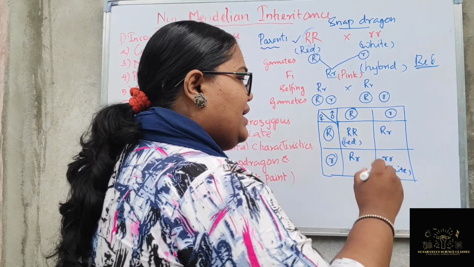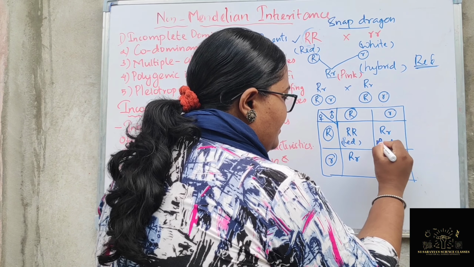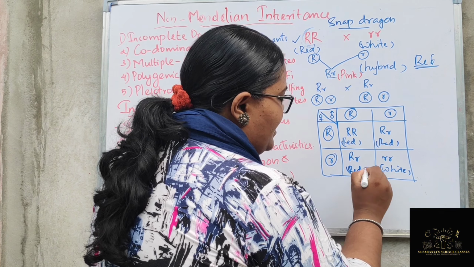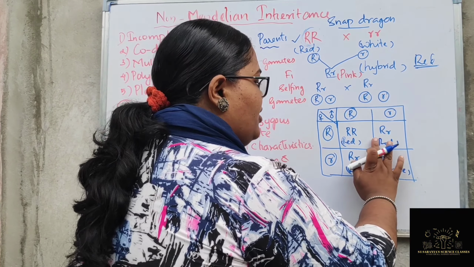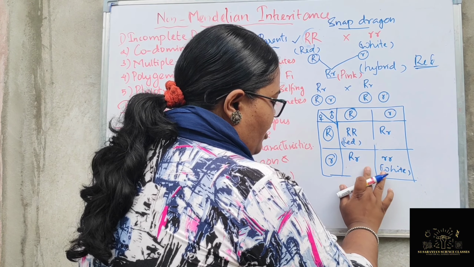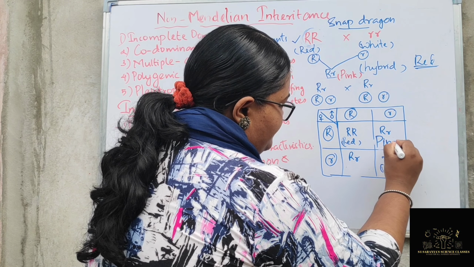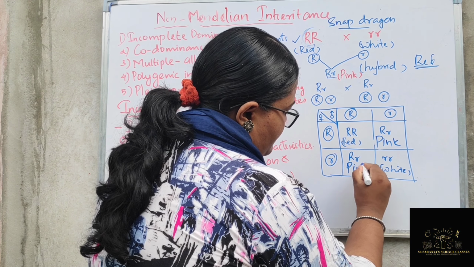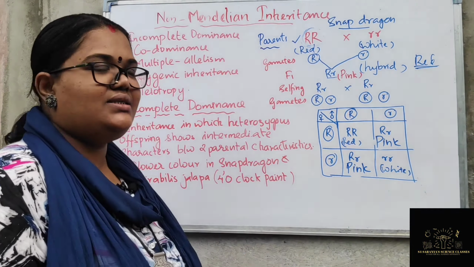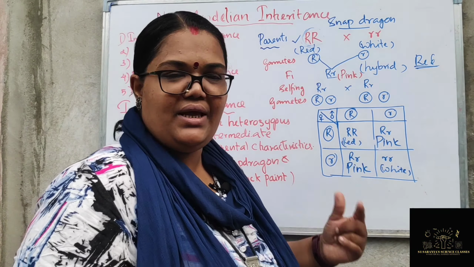According to Mendel, it must be red and this must also be red. But actually they got not that result. They got these two are actually the pink. You can see that they got the result, it's actually pink.